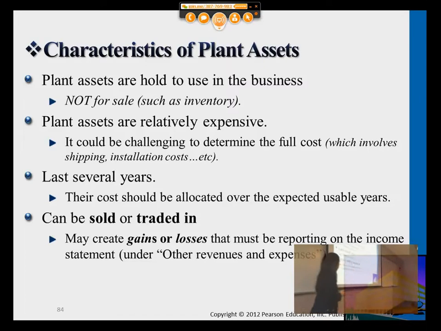It lasts for several years, and later on, after the main useful years have been used up, we may want to sell it or trade it for other assets. So just keep in mind that it's not there to resell to customers. It's there to support either the production cycle, the sales cycle, or administrative offices.